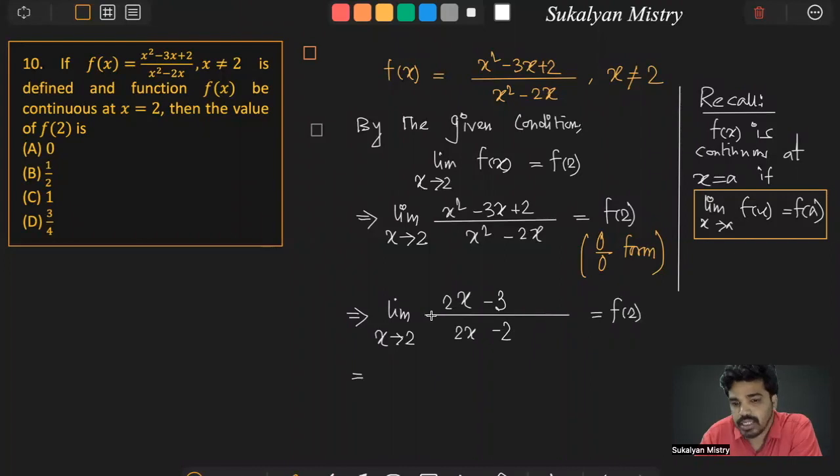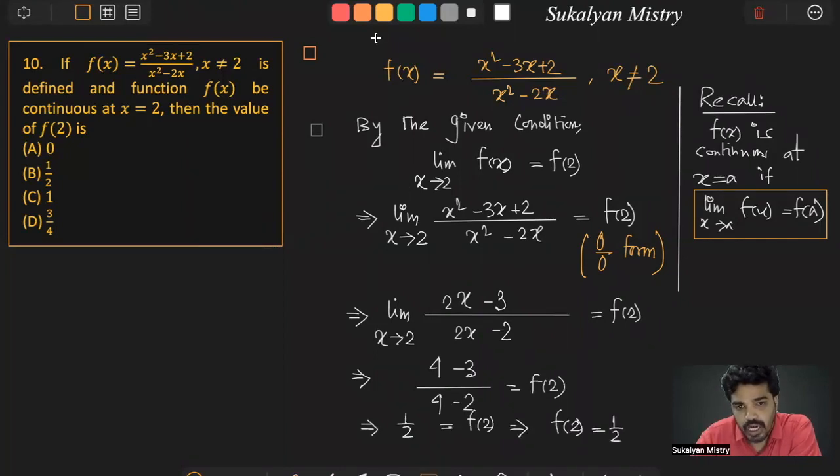So now put x is equal to 2, so 4 minus 3 divided by 4 minus 2, equal to f(2), so that is 1/2, equal to f(2). So this implies f(2) is equal to 1/2. So which option is correct? So option B is the correct answer. Okay, so this is the correct answer.